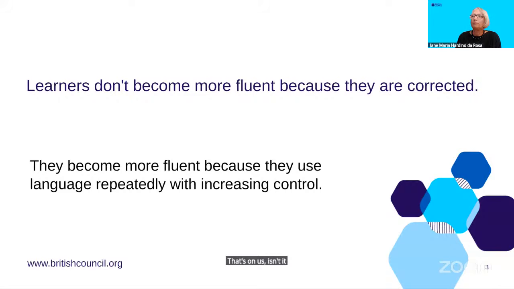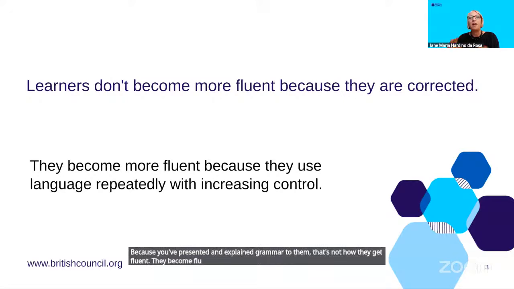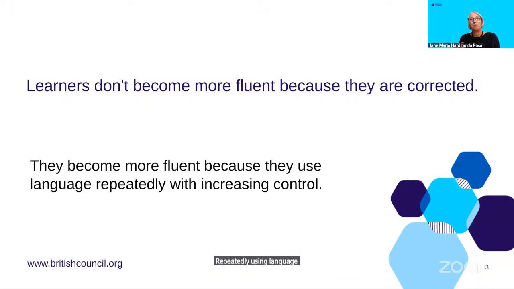And here's our key takeaway from today: learners don't become fluent because you've corrected them, or because you've presented and explained grammar to them. That's not how they get fluent. They become fluent because they use the language repeatedly, with increasing control after that.